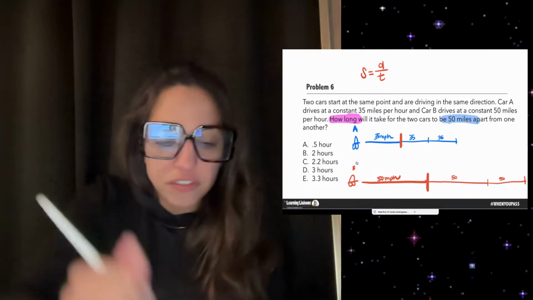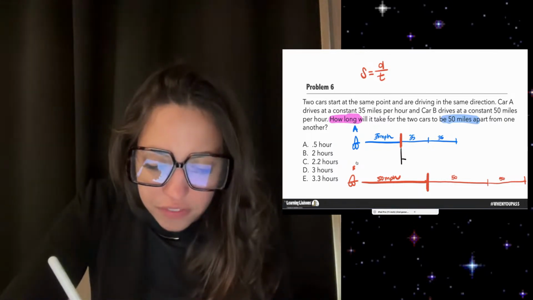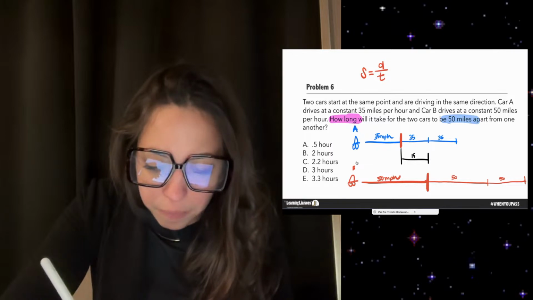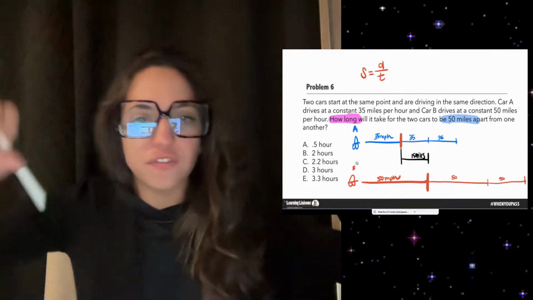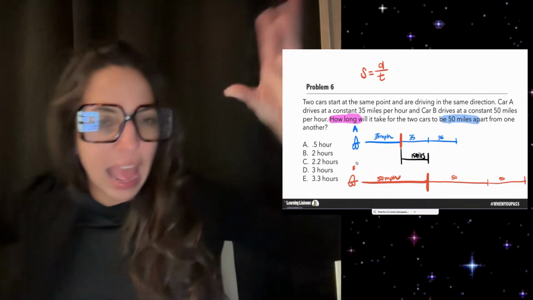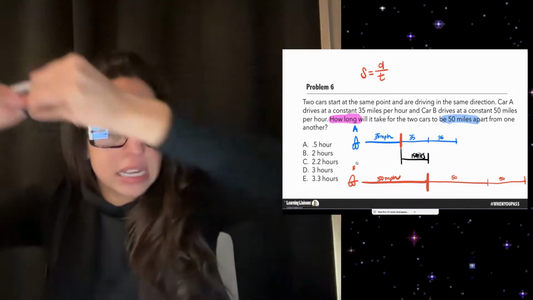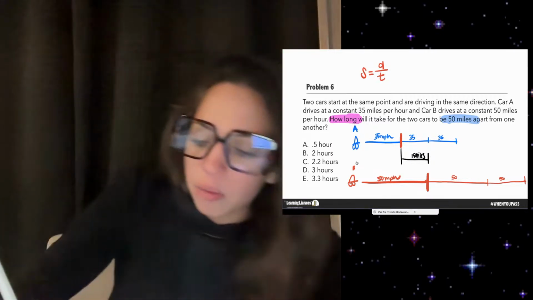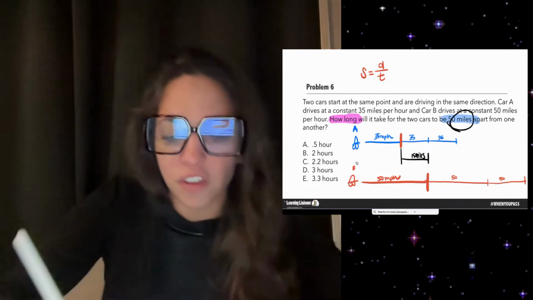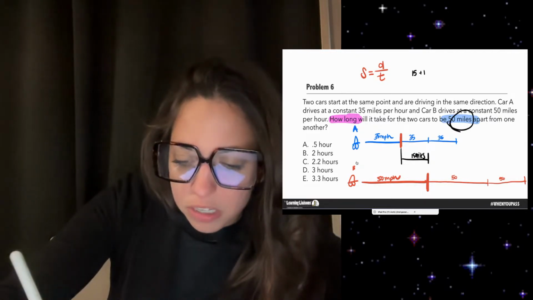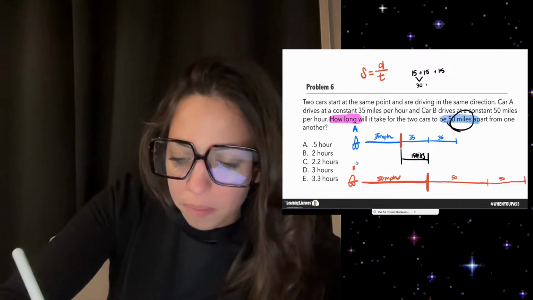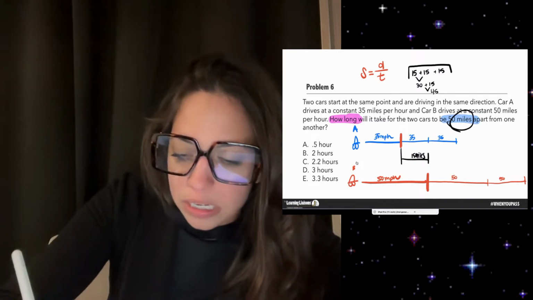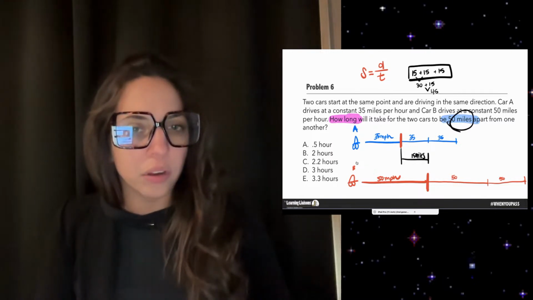50 minus 35. They are 15 miles apart right now. Well, each hour they are going to get 15 miles apart, right? Every hour is going to be 15 more miles. And I want to know how long it's going to take them to get to 50. So 15 plus 15 plus 15. So this is 30 plus 15. This is 45. So it's going to be longer than 3 hours.